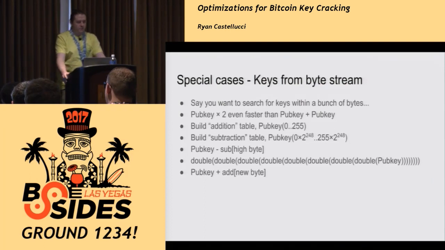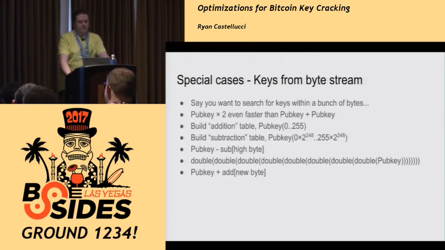And then the most recent fun thing that I did was keys from a byte stream. So if you've got a shitty random number generator, say somebody decided that a good way to generate random keys was to use the JavaScript Math.random function and turn it into a byte and call that 32 times. Well, if you wrote something to generate that key stream, you could feed it in this way. It's about twice as fast as feeding in raw private keys. The way this works is we build two tables, one for subtracting the most significant byte, and then another for adding the least significant byte.